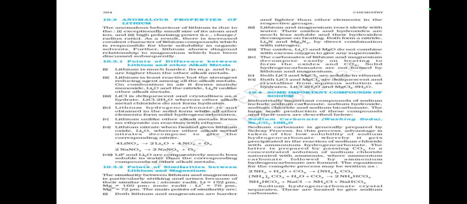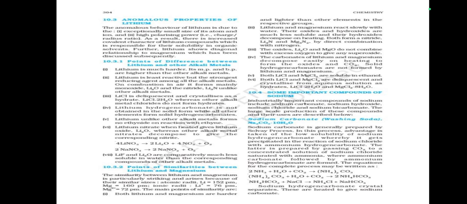Points of difference between lithium and other alkali metals. Lithium is much harder. Its melting point and boiling point are higher than the other alkali metals. Lithium is the least reactive but the strongest reducing agent among all the alkali metals. On combustion in air, it forms mainly the monoxide Li2O and the nitride Li3N.